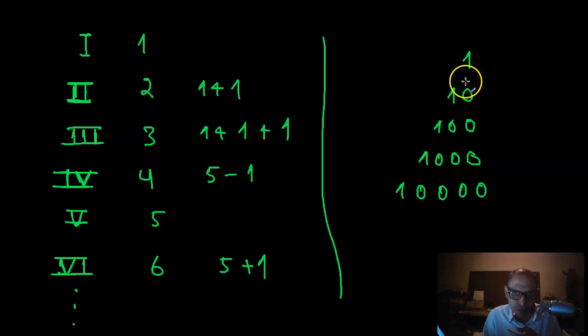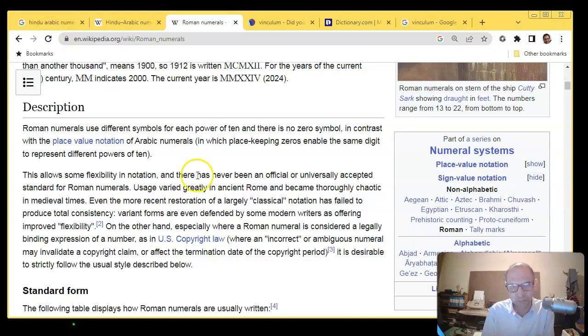But in all of these cases, I'm using the exact same digit 1, and it means completely different values. But in the Roman system, you cannot keep using the same symbol. You have to use all different kinds of things to write, for example, a 1 or a 10 or a 100 and so on and so forth.